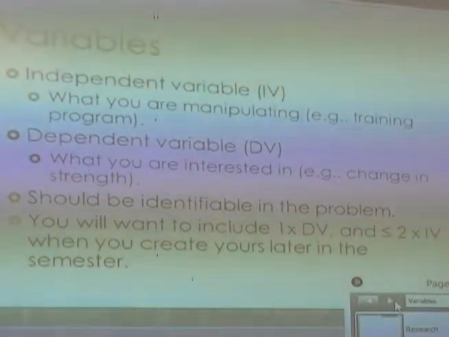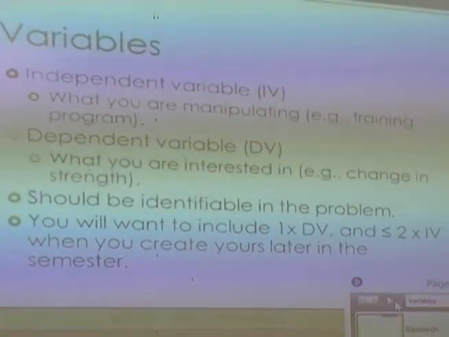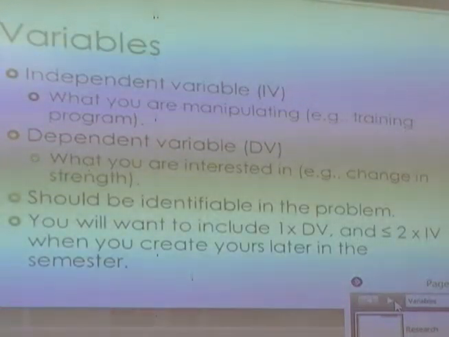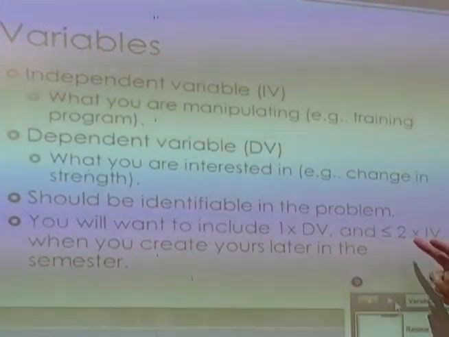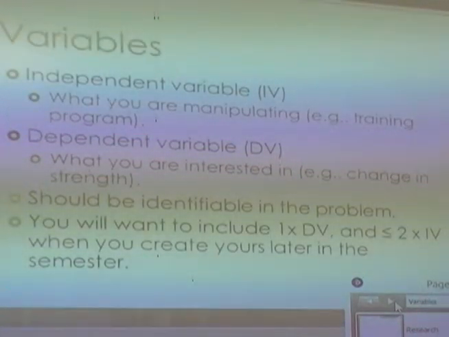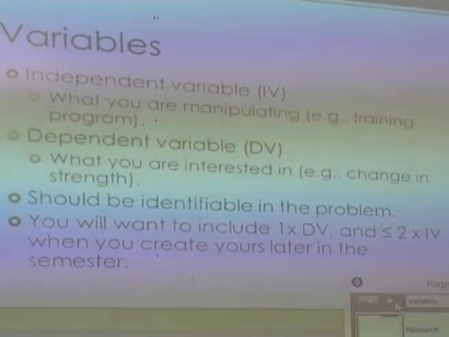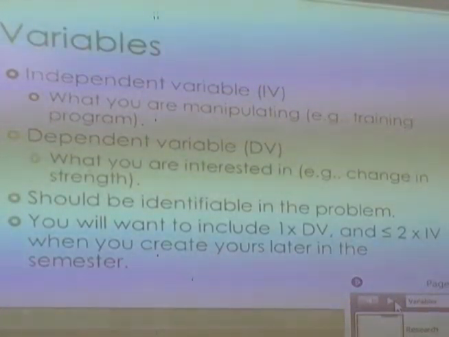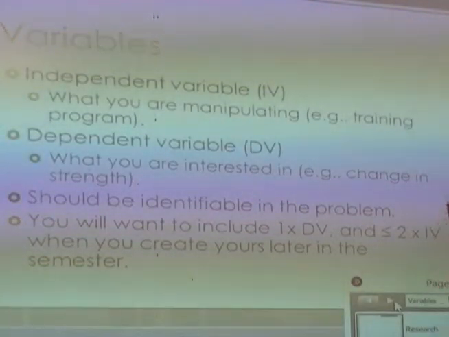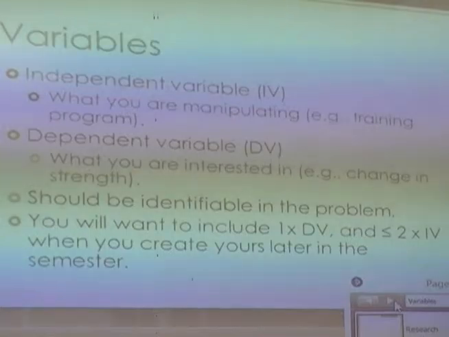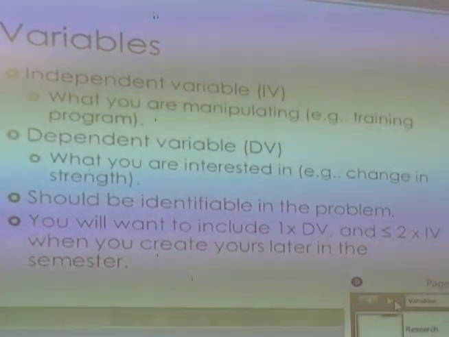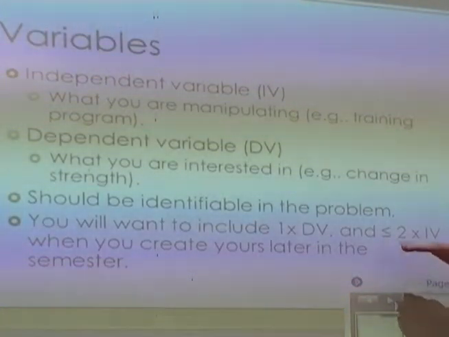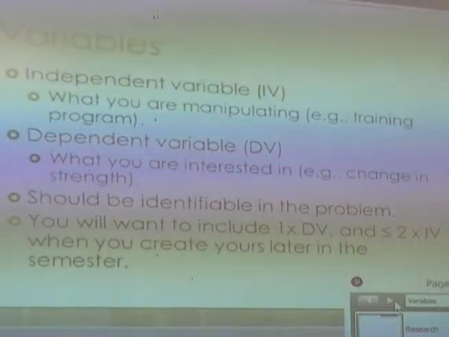When we're working on your questions, you want one dependent variable, okay? And one or two independent variables. Do not bring me a question that has two dependent variables and five independent variables, because that is a whole heap of work. And there's no need for you to do that. You're a master's student, right? You don't have to make it that complicated. The more variables there are, the more complicated everything becomes.